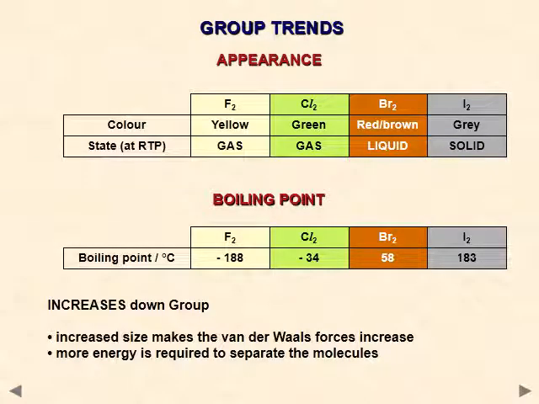Group trends appearance. So you know from O levels that these elements have their colors and their colors get deeper and darker down the group. So fluorine is pale yellow, chlorine is greenish yellow, bromine is a red brown liquid, and iodine is a grayish black solid. Astatine is also a black solid if they ask you.